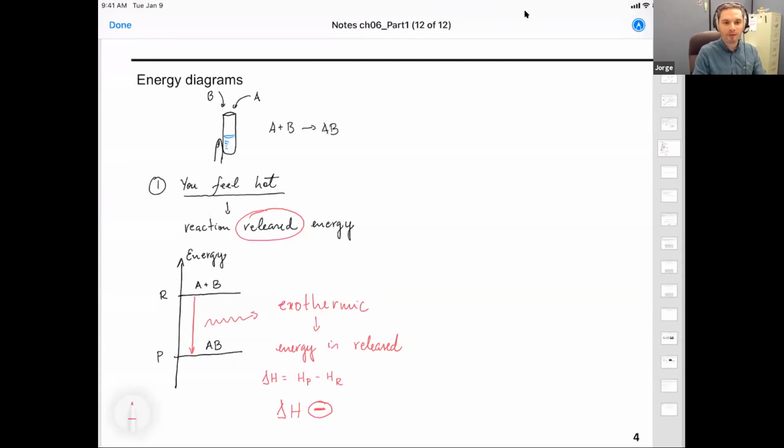Therefore, every time we have an exothermic reaction, energy is going to be released, which means the delta H for this reaction has to be negative. Okay, so we are going to a lower energy state.